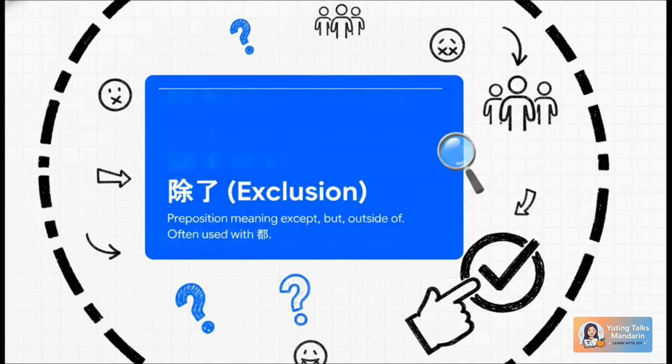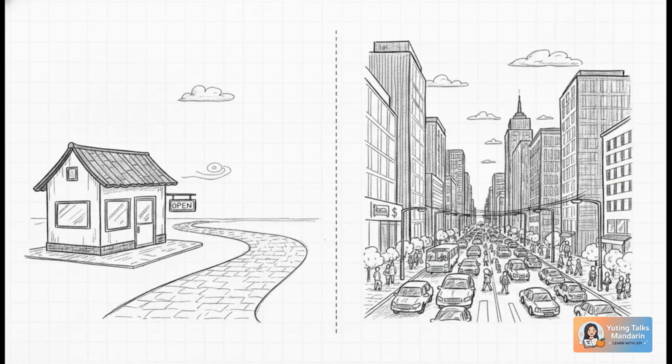Let's run through a real-life scenario to make this crystal clear. Imagine walking down a street in the past, and there is just one lonely little shop. The sentence goes, 过去这条街上除了一家小商店，什么都没有。不像现在有这么多宾馆和银行。Let's break that down nice and slow. In the past, on the street, 除了 except for one small shop, 什么都没有. There was absolutely nothing.